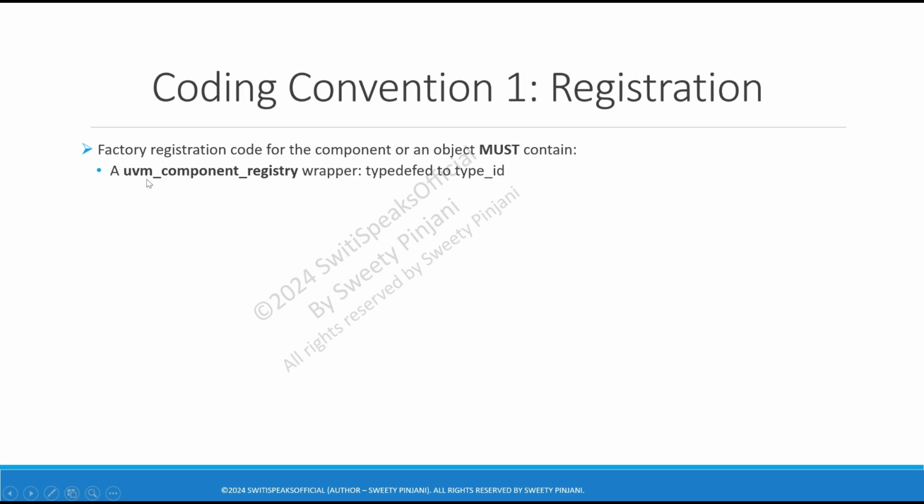So first thing is you should have a wrapper, UVM component registry wrapper, which is typedef to the required type_id. Next, you should be able to get that type_id. That's why a static function to get the type_id. And you should also be able to get the type name, a function to get the type name. Three requisites for registration: first, you need the UVM component registry wrapper, which needs to be typedef to the type_id. You need a static function to get the type_id, and you need a function to get the type name. These are the three prerequisites.